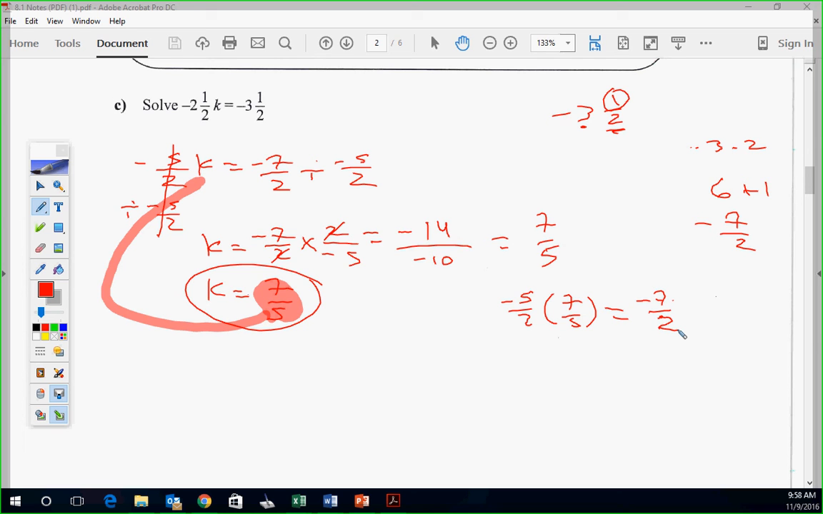So again, you can kind of see this. The 5's cancel here. So we're verified. You can multiply them. Again, like I just told Brett, you can multiply them. It'd be negative 35 over 10, and you reduce that again to negative 7 over 2.